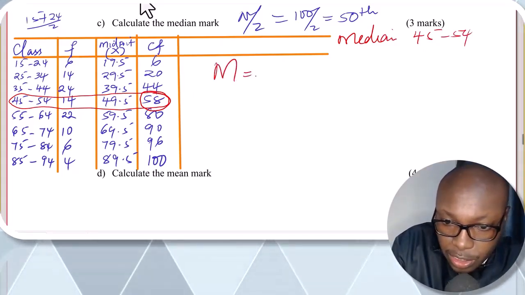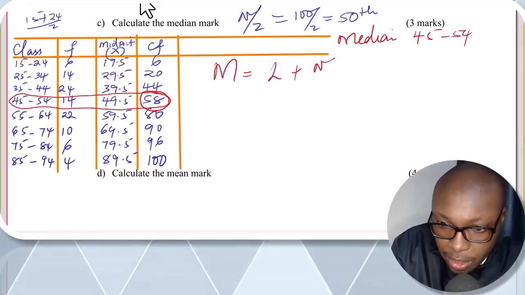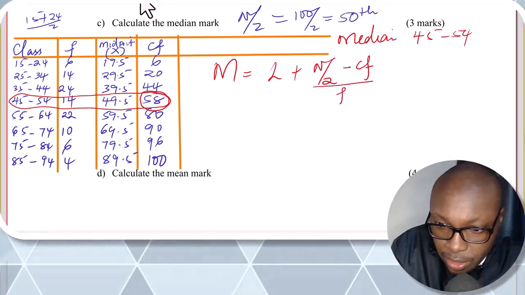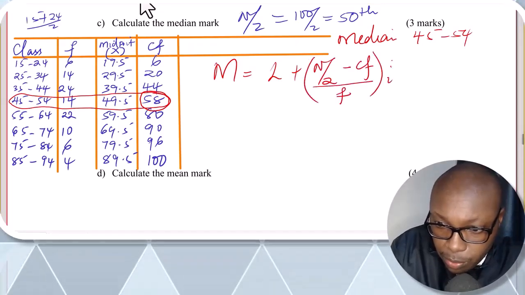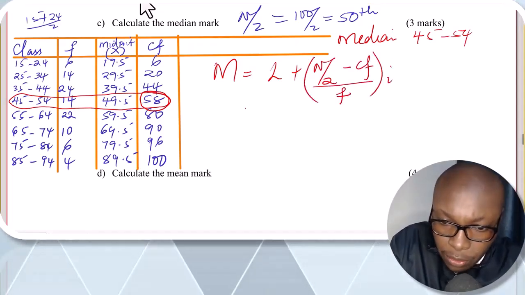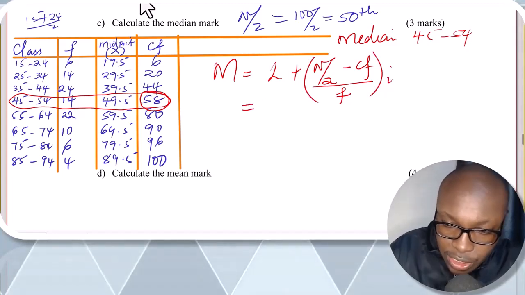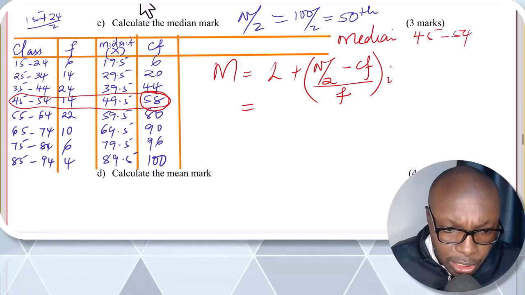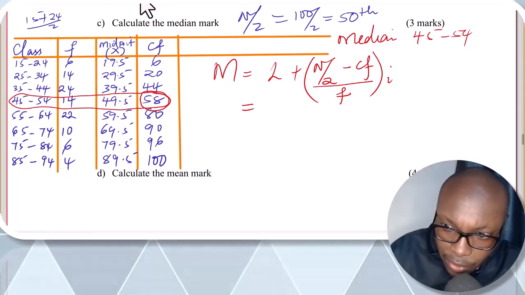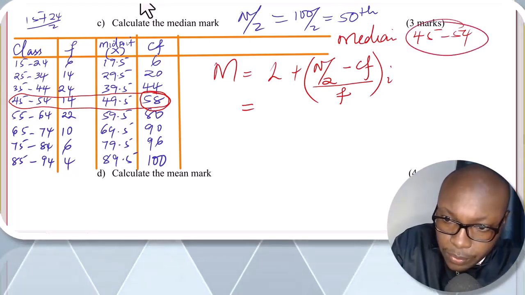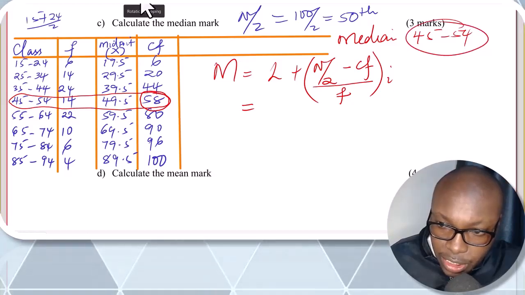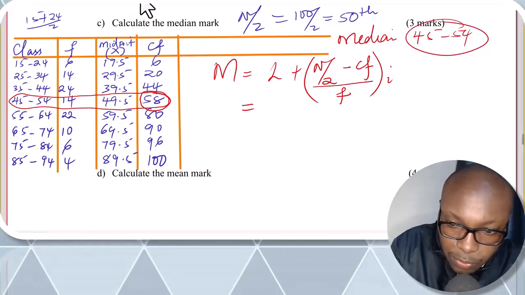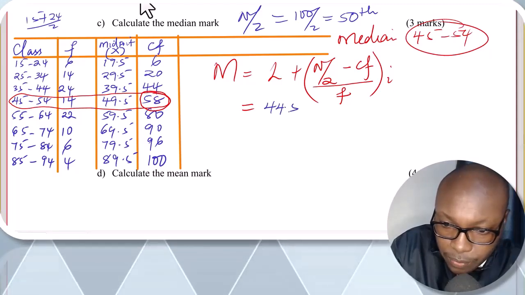So the median, you get it by this formula: L plus n divided by 2, subtract the cumulative frequency, then divided by the frequency, everything multiplied by i. Now I'll explain what we mean by this. So what is L? L is the lower class boundary of the median class. The median class is 45 to 54, so the lower class boundary is 44.5. You just take 45, subtract 0.5.